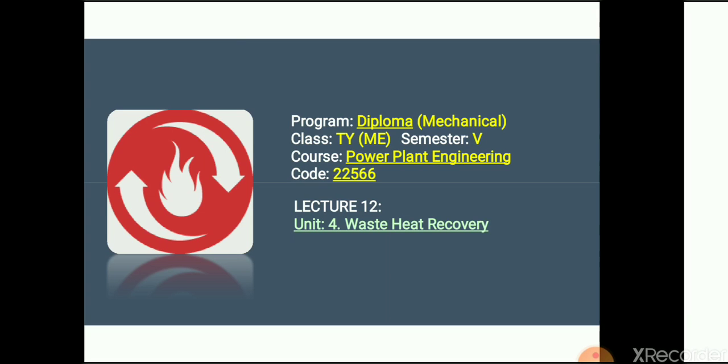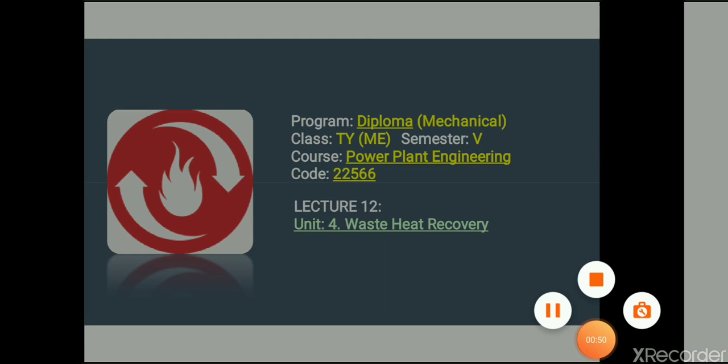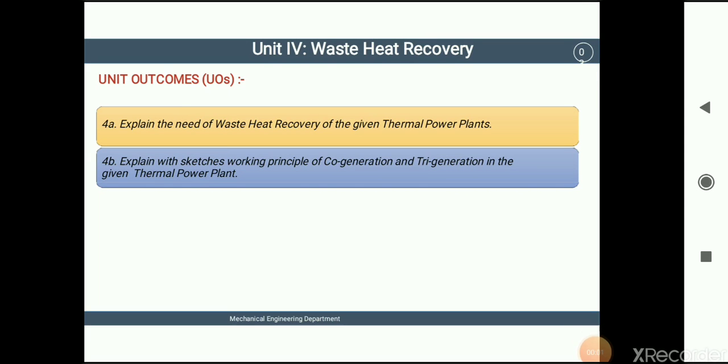how it will contribute to improve the efficiency of a particular power plant, as well as we will see how cogeneration and trigeneration improves the overall efficiency of that particular power plant. So first of all we will start with waste heat recovery. Some unit outcomes related to the waste heat recovery are given here.